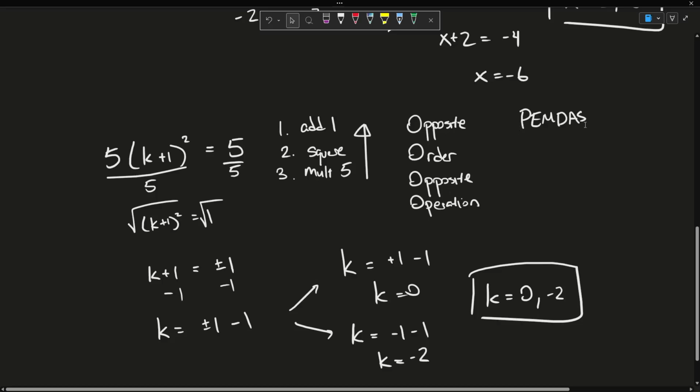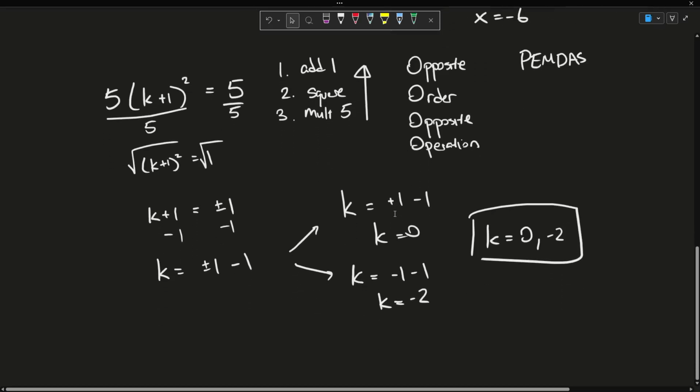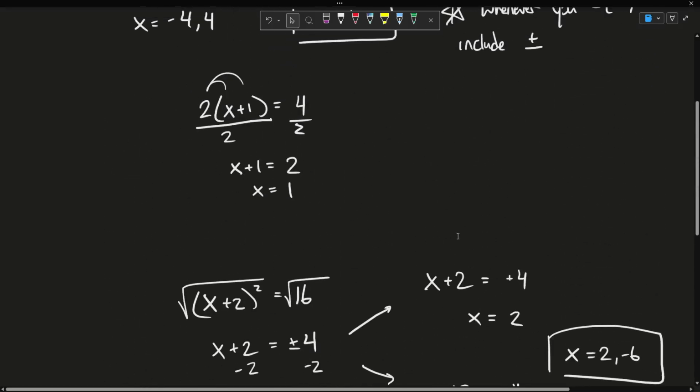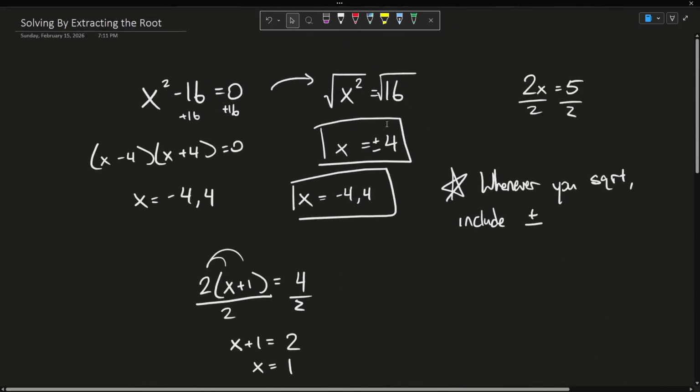So if you want to do PEMDAS, opposite order, opposite operation, if you want to list it all out, I highly recommend it. At least do it for the first couple of times so you get the hang of things. Because all this topic is solving algebraically with this new rule. To undo a square, we square root and have a plus minus.